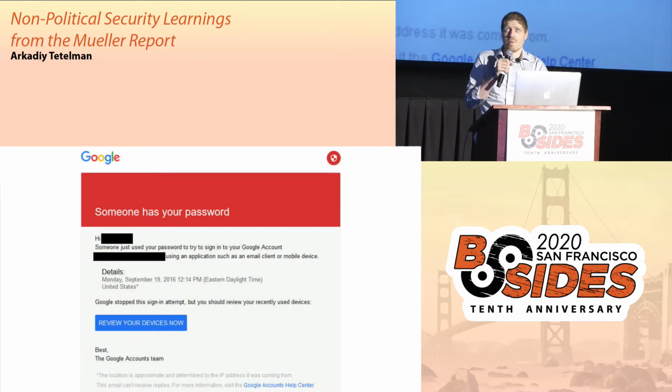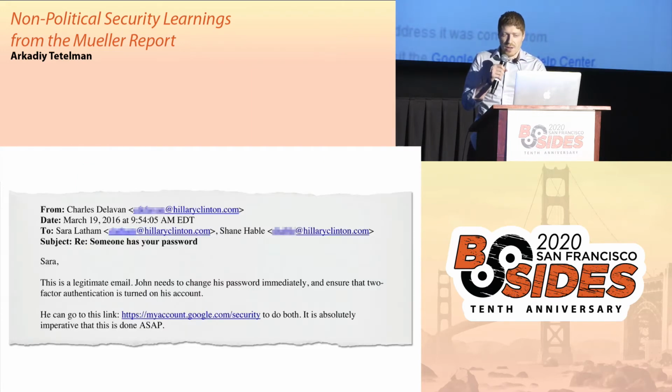So John Podesta had a personal aide, Sarah. She had access to his personal email account, and she saw this email first. She saw it before he did, and she thought, something is suspicious about this. It doesn't look quite right. So she forwarded it to the Clinton campaign IT staff, and this was the email exchange that happened. Charles Delavan replied, "Sarah, this is a legitimate email. John needs to change his password immediately and ensure that two-factor authentication is turned on his account. He can go to this link to do both. It is imperative that this is done ASAP."